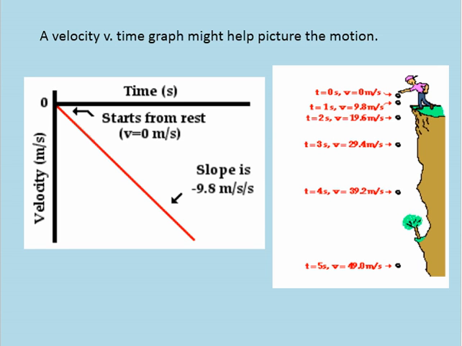You can see that the sign of our velocity during motion is negative, and the slope of the line of the velocity versus time graph, the acceleration, is also negative. So as a result, our velocity and our acceleration have the same signs, both negative, and our object is speeding up as it moves towards the ground.